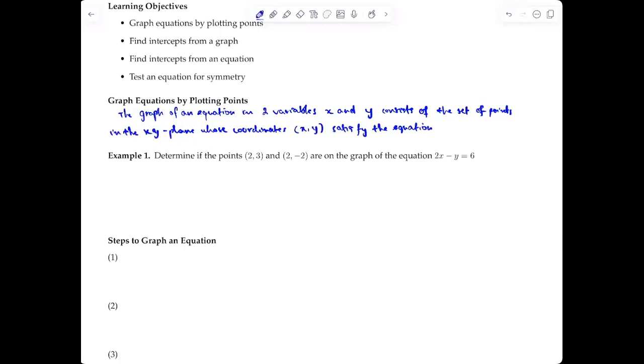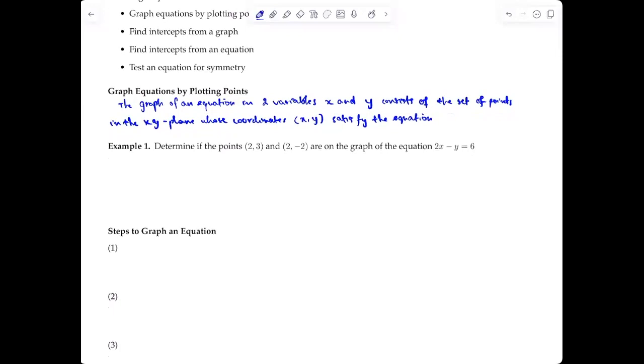All right. Now, in order to see if a point satisfies an equation, what we do is basically you just substitute the point into the equation. When you have a true statement, you say that, okay, the point is on the graph of the equation. If the point does not satisfy the equation, or you have a false statement, you say that the point is not on the graph. All right.